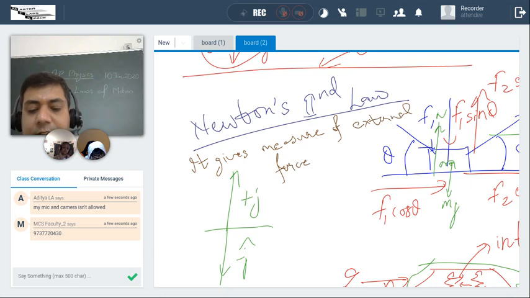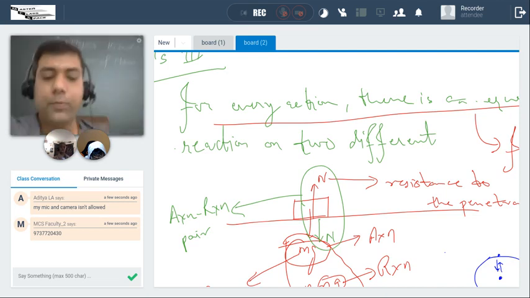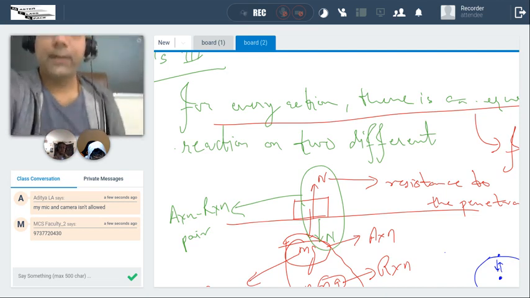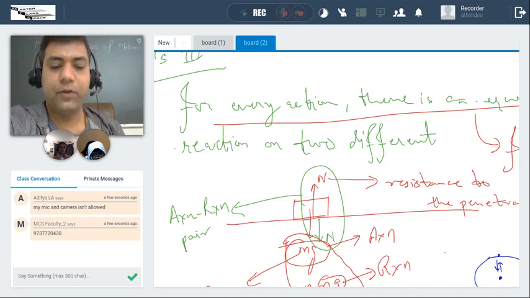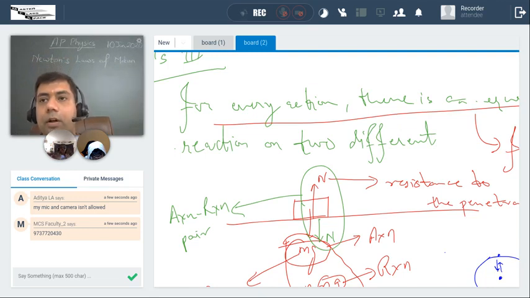It gives a measure of external force, my dear friends. And Newton's third law basically talked about that for every action there is an equal and opposite reaction. But conceptually we understood one thing, that the action and reaction act on different bodies, not on the same body.